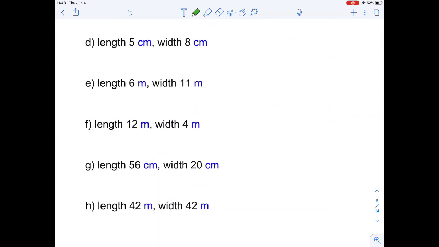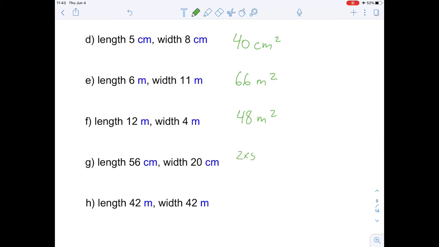Few more for you to try, just simple multiplications. Pause the video, come back when you are ready. 2 times 50 would be 100. And then I have the 6. 2 times 6 is 12. So I add those up. We have 112 plus the 0 from the 20 makes 1,120 centimeters squared.